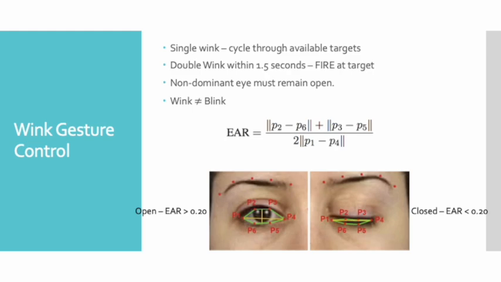A single wink cycles through the targets. 2 winks within 1.5 seconds triggers Fox 2, the firing event. In testing this, I faced a few difficulties. It was not as accurate, and at times I needed to blink multiple times in order to trigger it.